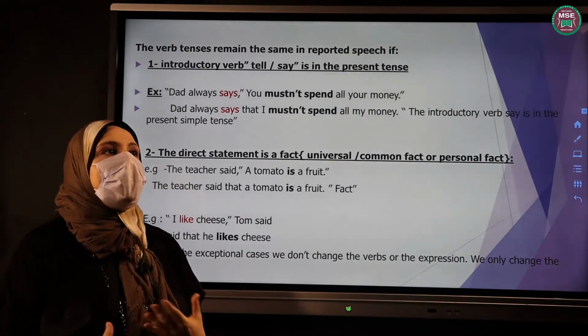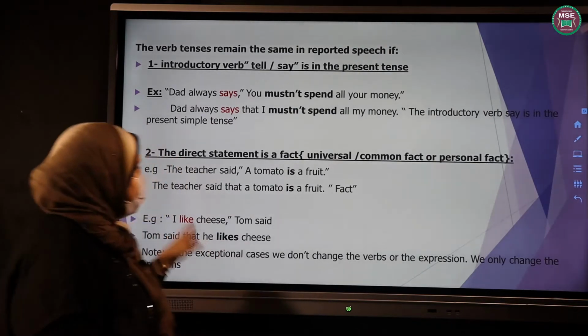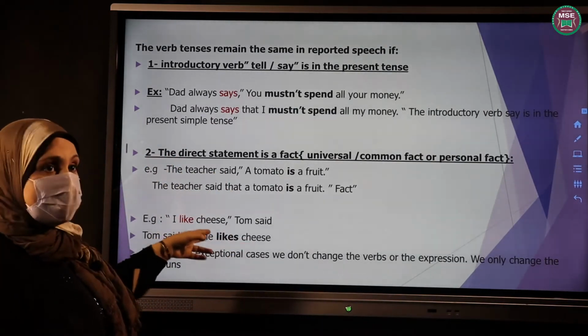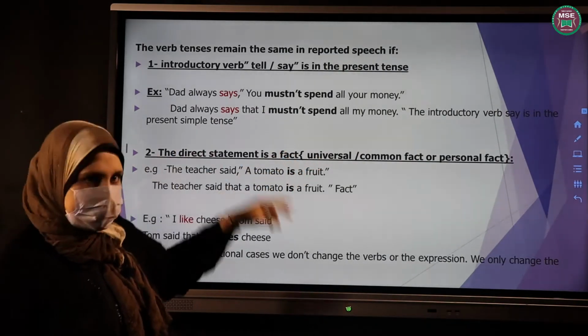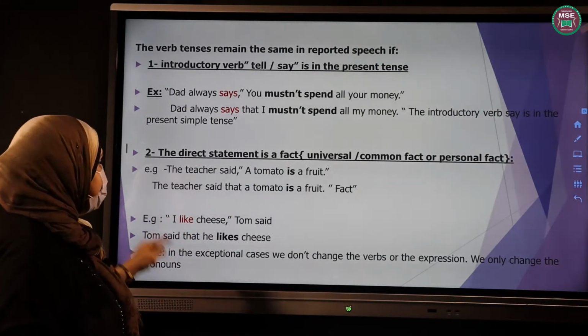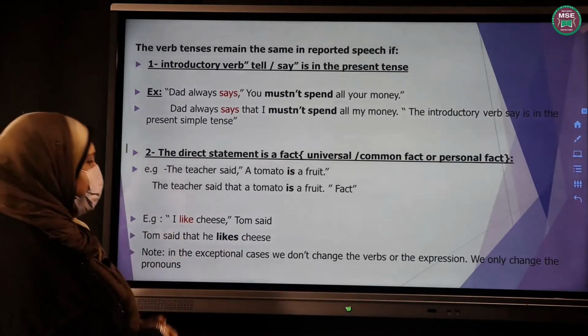It shows what we call our preferences. What do we like most or what do we dislike? Like here, for example, I like cheese. Tom said, it's a fact about Tom that he does like cheese. Is it universal or personal? It's personal. When I report what he said, I'm going to say, Tom said that he likes. It's not like, it's likes, because it's a fact about him.